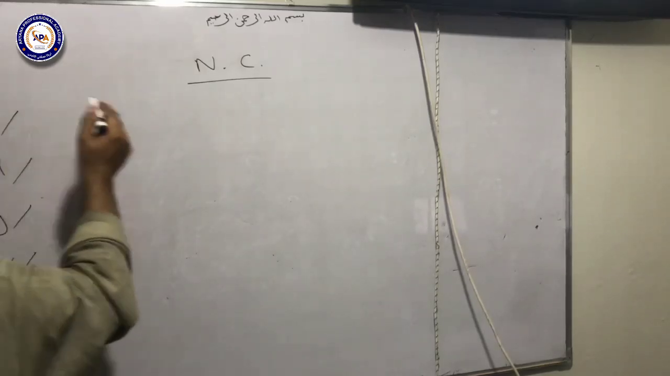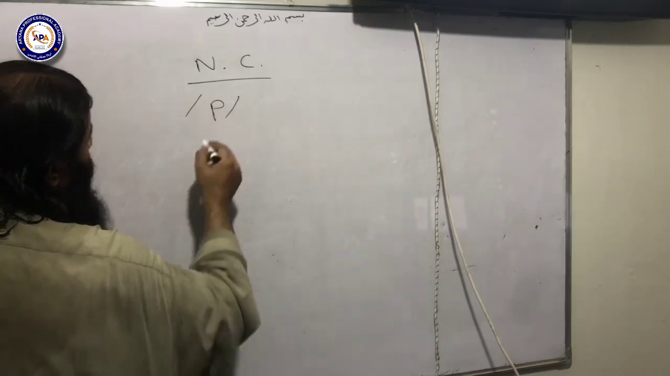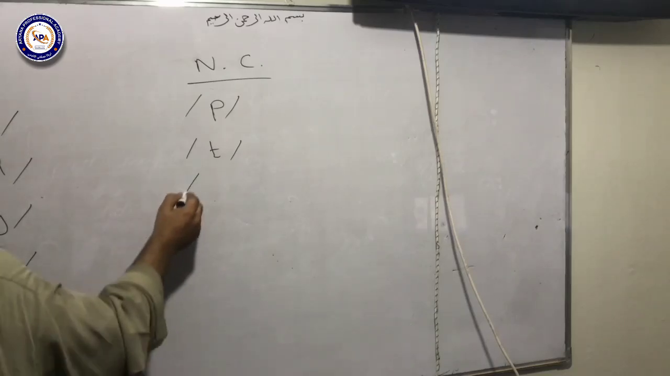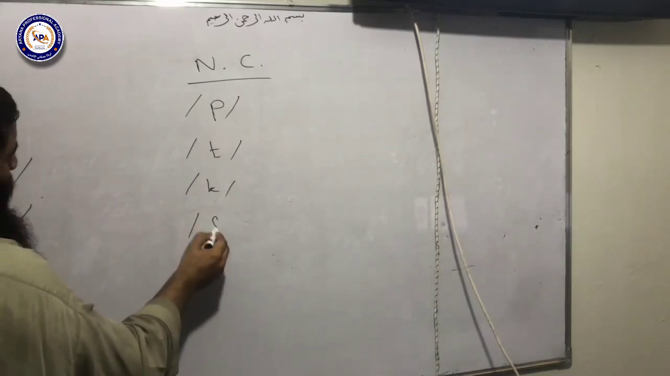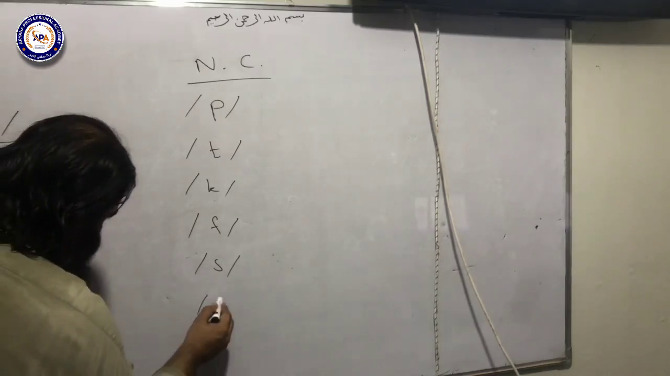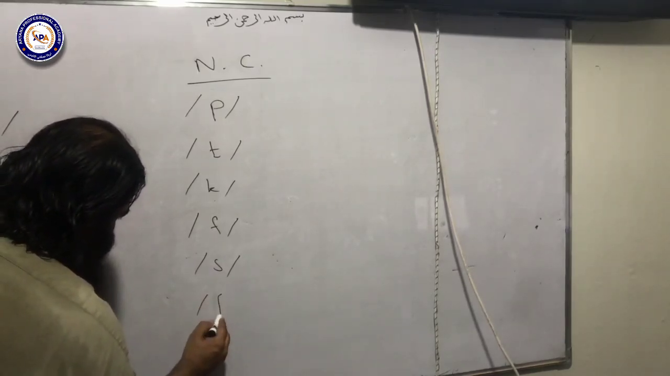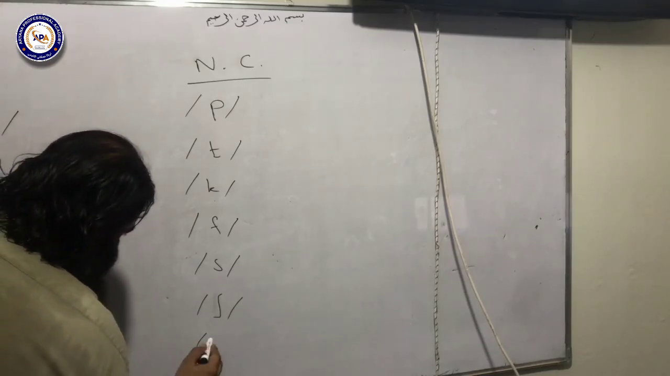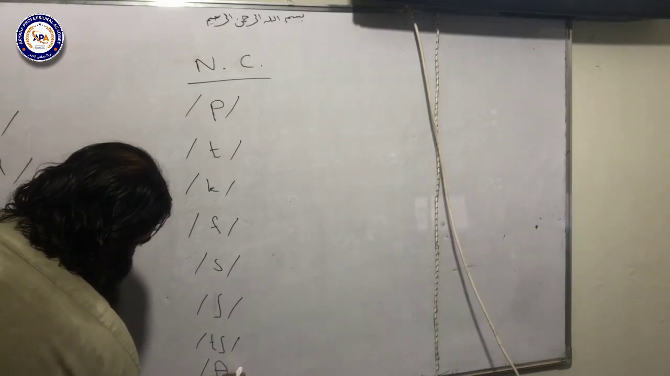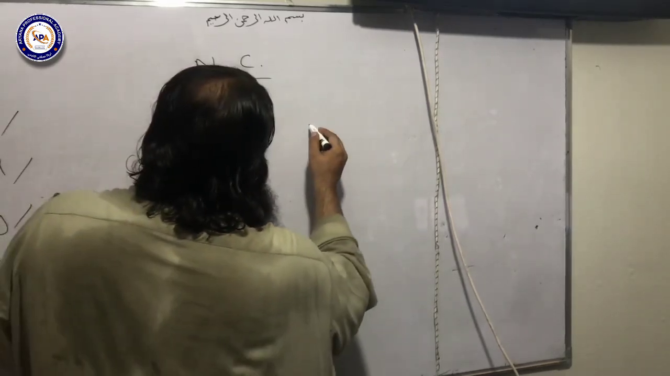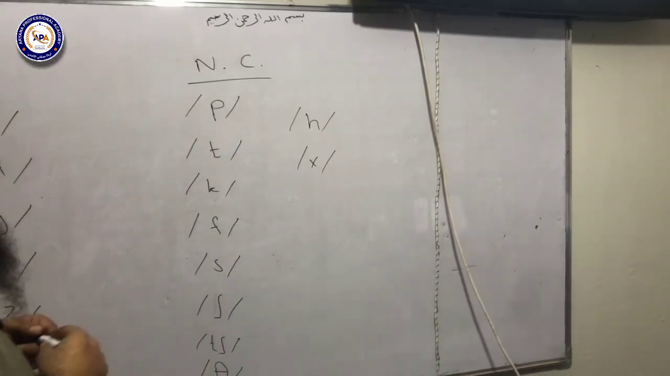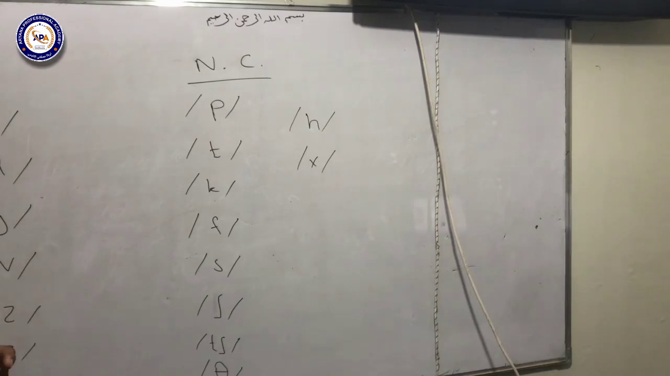Now we have 10 non-vocalized or voiceless consonants. They are P, T, K, S, Sh, sound like shin, Ch, sound like che, Th, sound like th, and H, sound like he, and H, sound like he. All these are voiceless consonant sounds.